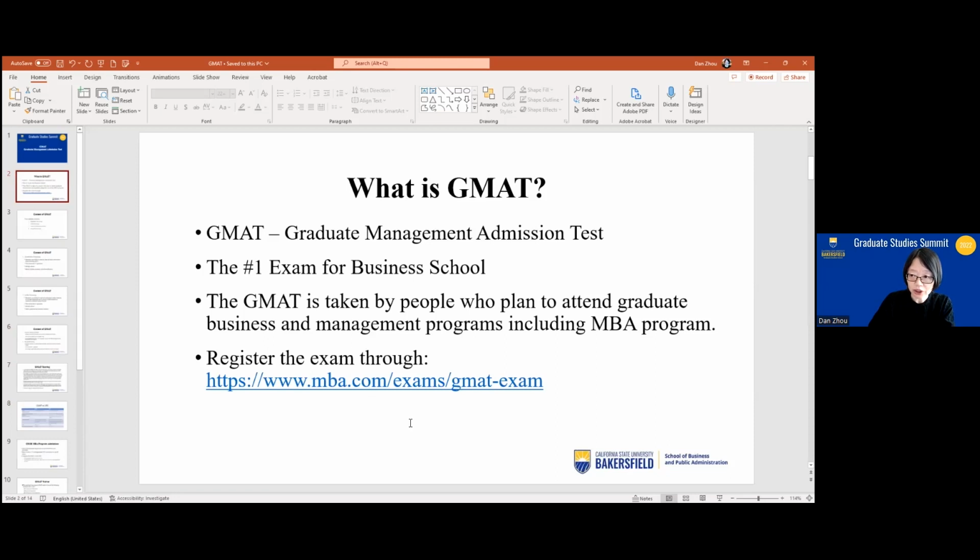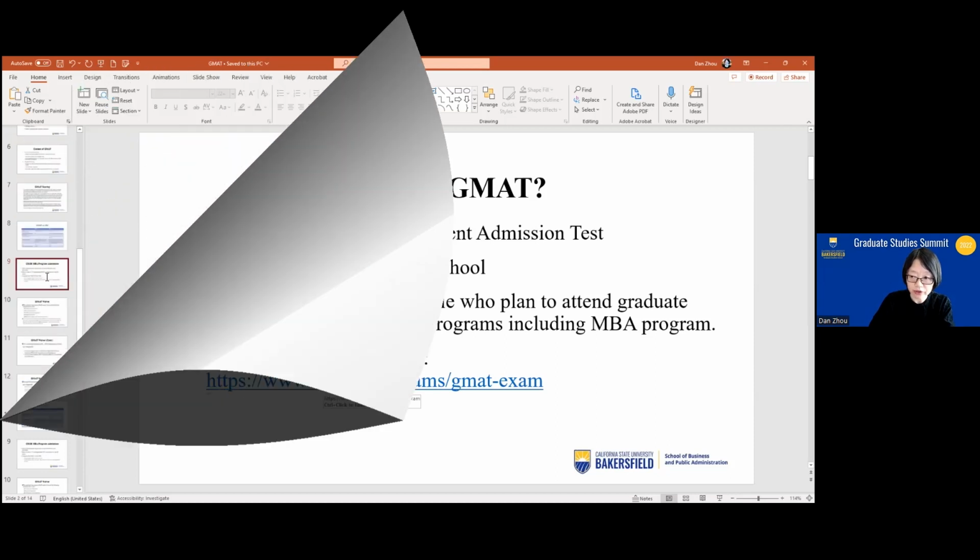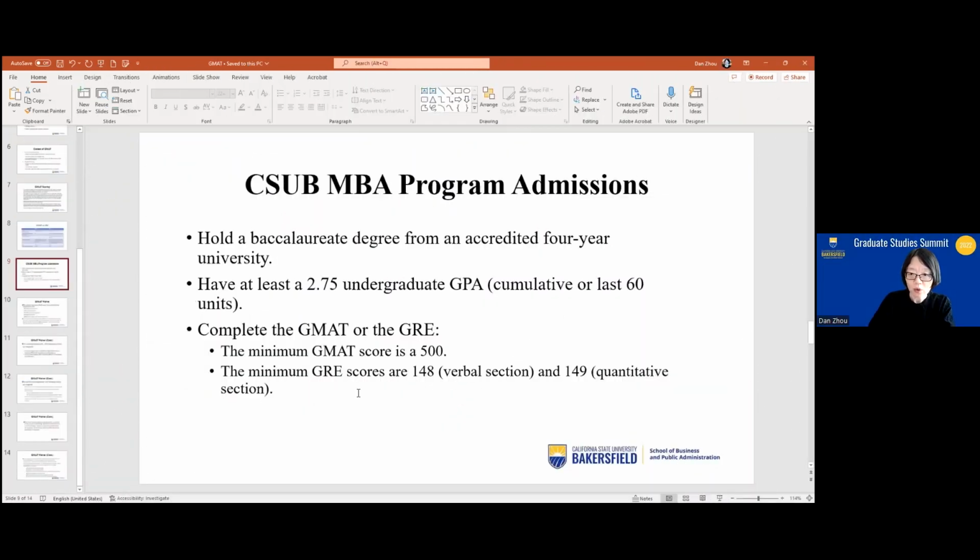It has the detailed information, and it also has some practice questions you can definitely use as a reference. MBA program at CSUB, what are the admission requirements? You need to hold a bachelor degree from an accredited 4-year university. And there's the undergraduate GPA, a 2.75 minimum. This GPA can be cumulative GPA or last 60 units.